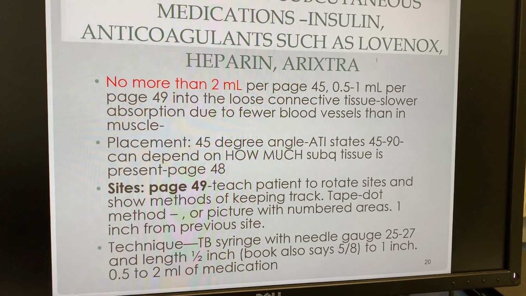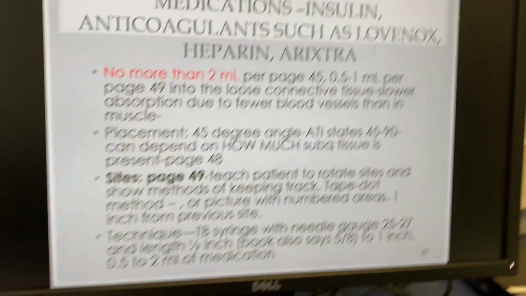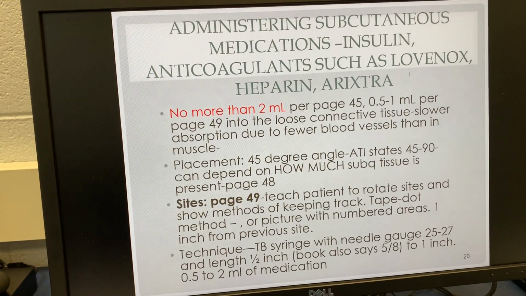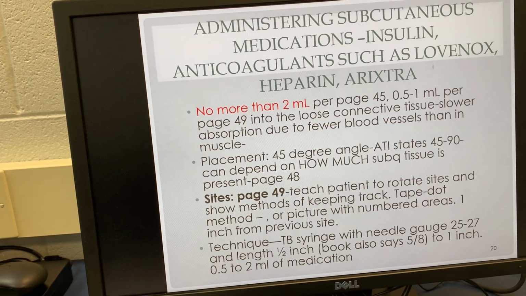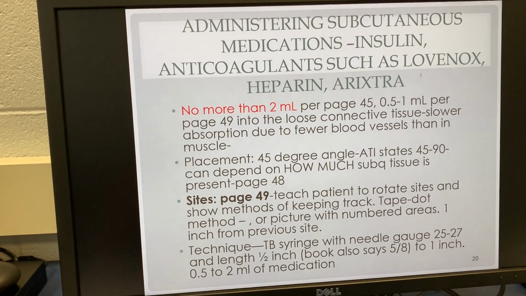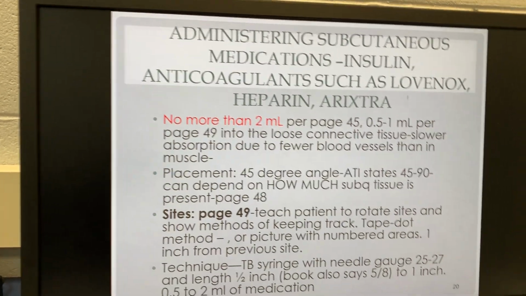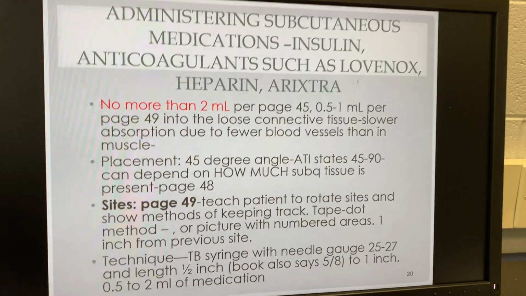On page 49, you see the sites of sub-Q administration. We've got abdomen, the fleshy back of the arm, not the side of the arm where the muscle is, but the back, the tops of the thighs where you pinch up the skin above the muscle, and then the upper back, although that kind of makes me cringe.